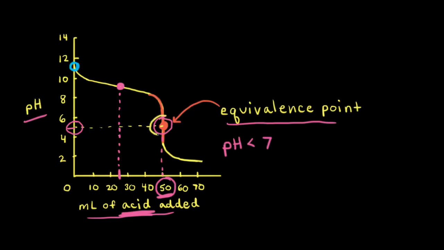Let's go back to our equivalence point, where all the ammonia that we started with has been neutralized. Therefore, if we add some more acid to the solution, there's no more ammonia for it to react with, and therefore we see the pH drop. So this portion of the titration curve is the region of excess acid.